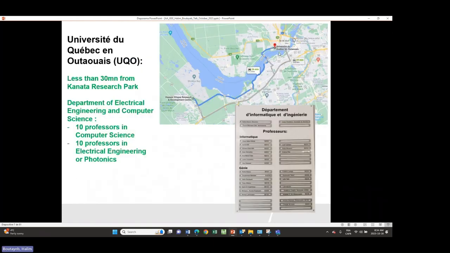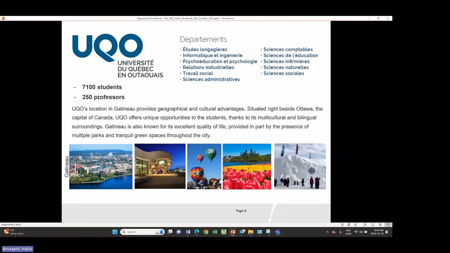Canada North is about 30 minutes by car to the University of Quebec in Outaouais. The University is here, this is Ottawa, this is Gatineau, and all of this is the capital region of Canada. The university has a Department of Electrical Engineering and Computer Science, with 10 professors in computer science and 10 professors in electrical engineering or photonics. It has about 7,000 students and 250 professors. It's not a big university, but it's located at a really good place, not far from the Technological Park of Canada, Canada North. And we have many festivals in the winter, in the spring or summer.